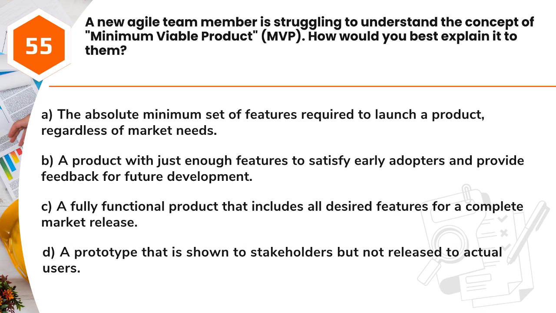Question 55. A new Agile team member is struggling to understand the concept of minimum viable product, MVP. How would you best explain it to them? A. The absolute minimum set of features required to launch a product, regardless of market needs. B. A product with just enough features to satisfy early adopters and provide feedback for future development. C. A fully functional product that includes all desired features for a complete market release. D. A prototype that is shown to stakeholders but not released to actual users.